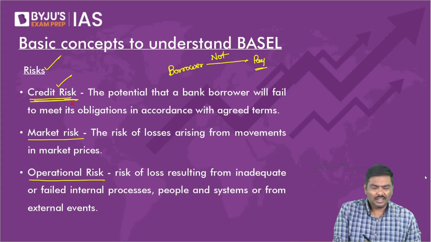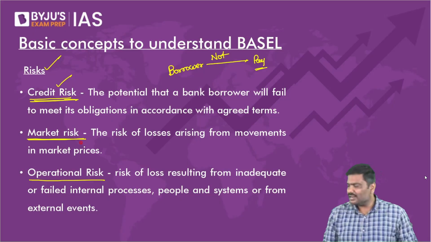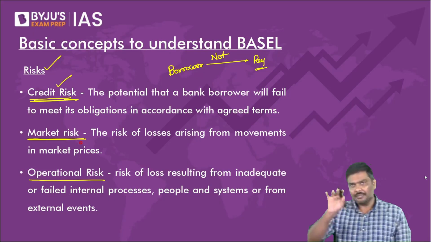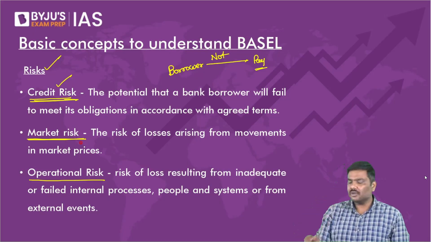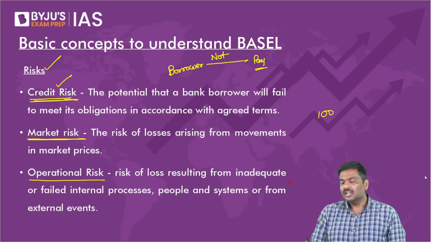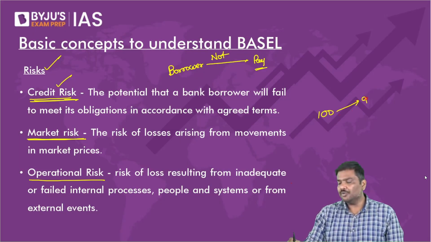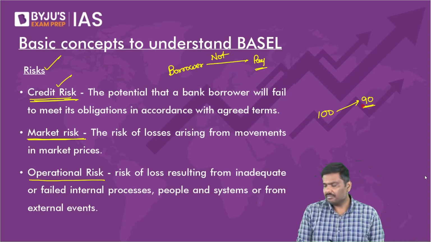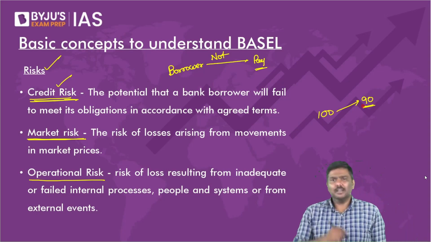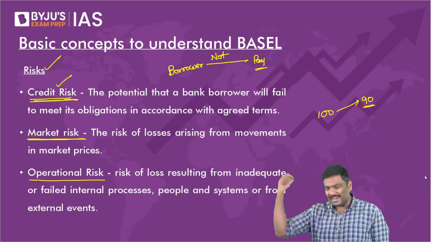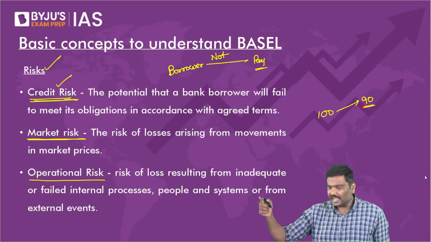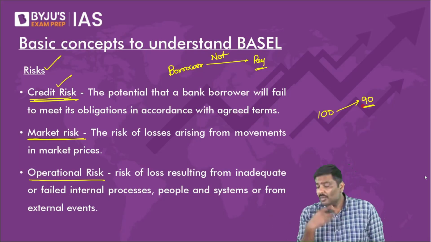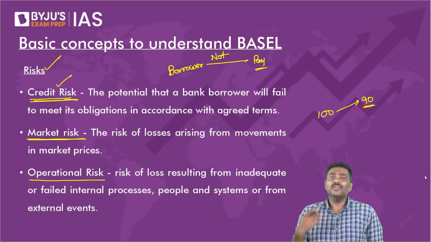Please listen. Second one is a market risk. Imagine the bank has purchased a government security at 100 rupee, and after a certain time period will sell it at 90 rupee. Is it not a loss for the bank? But why is there a loss? Why is the bank facing a loss here?